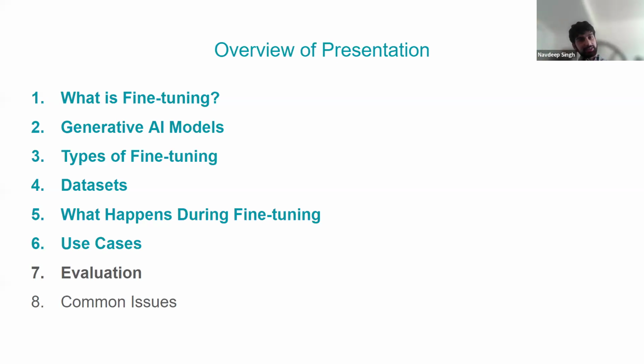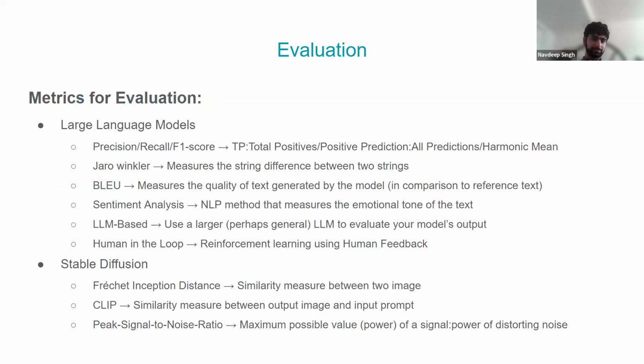So let's assume everything's gone well now and you have a fine-tuned model. We're in a scientific setting. What's the next step? Evaluation. Evaluation is going to depend on your specific task, your specific use case, and what you want out of your model. So I'll just list a couple of metrics here. If you're working with LLMs, precision, recall, and F1 are just going to give you different ratios of how correct your model is at outputting things, right? So true positives over total positives, true positives over positive predictions, so all predictions, and a mean of them.